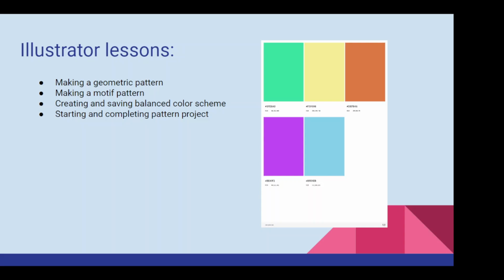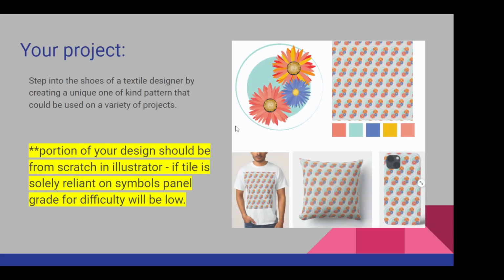You will then have to make sure you finish the creating and saving balanced color scheme video and the starting and completing your pattern project. This one you'll do at the end when you're ready to start your actual project. So what are we doing for your project? Well, you are creating a one-of-a-kind pattern with an established color scheme that you will pick based off of a tile that should be 100% original, meaning you have come up with the tile design on your own.